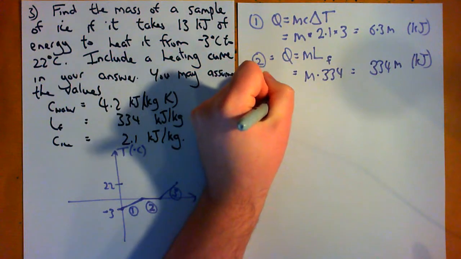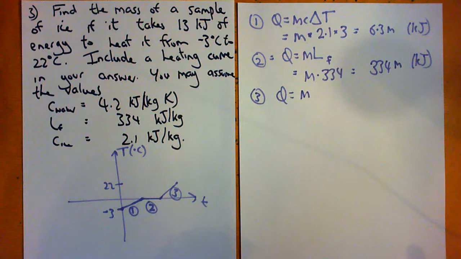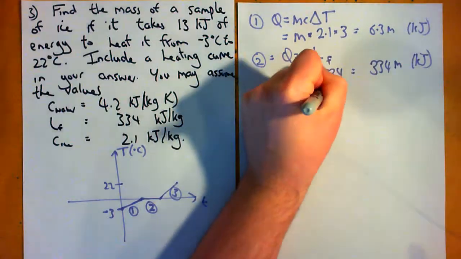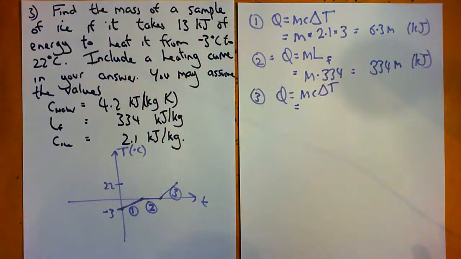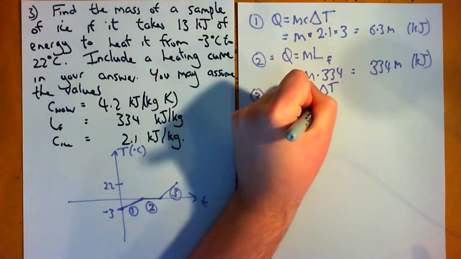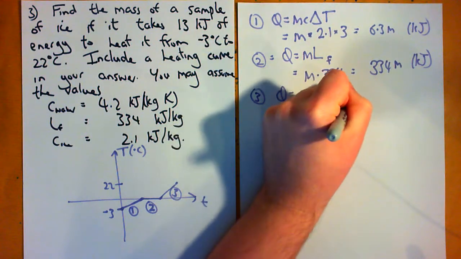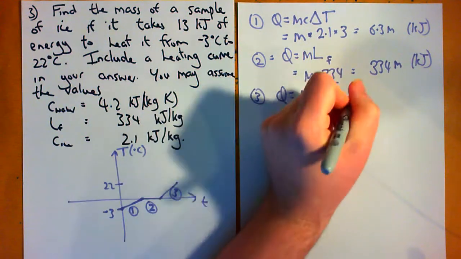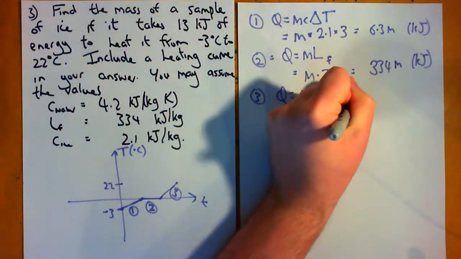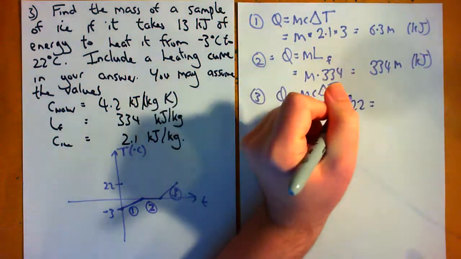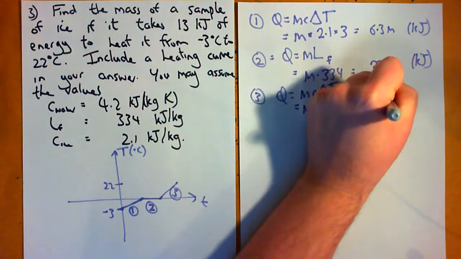And then the third stage is when the liquid water warms up from 0 to 22. That's a change in temperature, so we're using Q equals mc delta T. So we've got M times C for liquid water is 4.2, and delta T, change in temperature, we're going from 0 degrees to 22 degrees, so this will be 22. And if we work out the 4.2 times 22, we get 92.4.